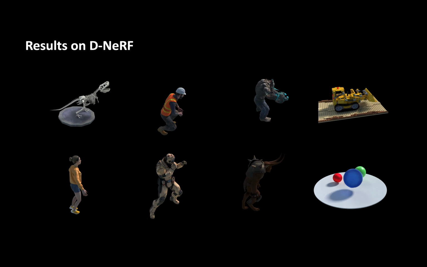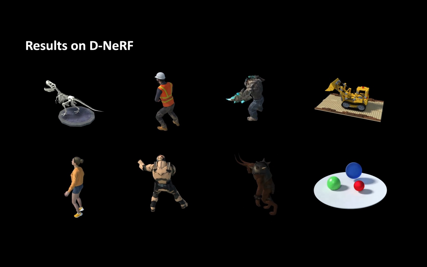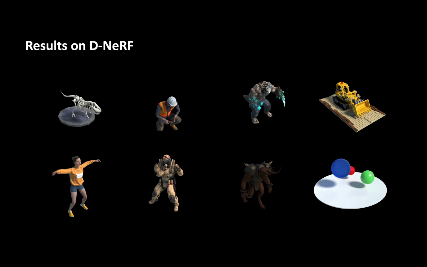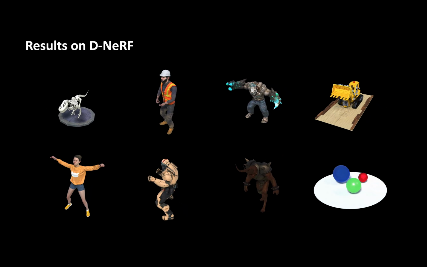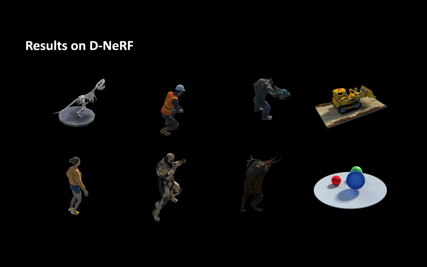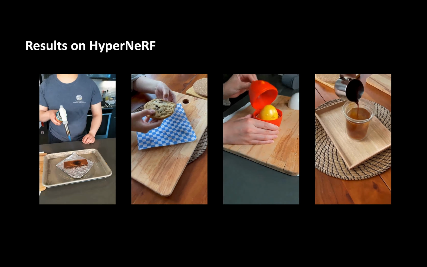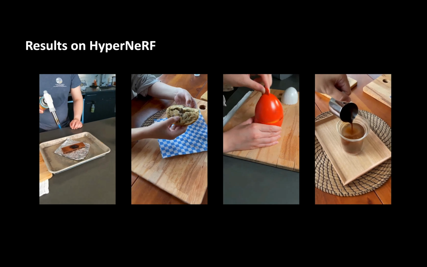First is the Blender synthetic dataset. It is evident from the results that the 3D Gaussian-based forward flow strategy significantly outperforms the previous NeRF-based backward flow strategy. Our method can also be applied to real-world datasets.